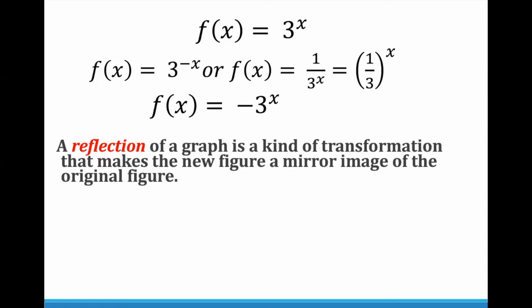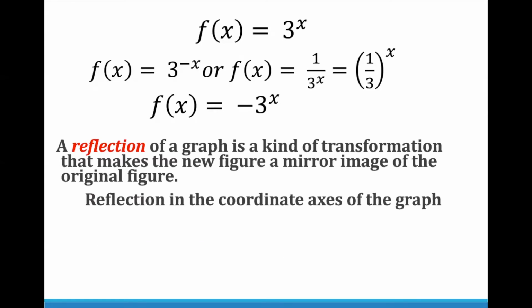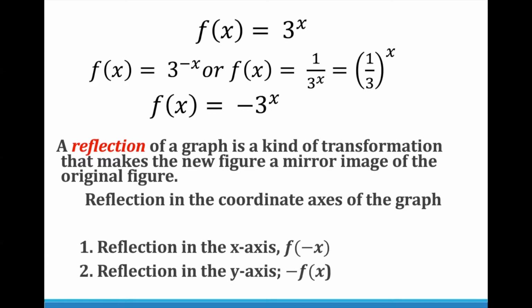As we recall the activity in our Desmos activity, if it is reflected over the x-axis, we have the function of negative x, and if it is reflected over the y-axis, it is the negative of f of x, or the negative of the function. So here, for 3 raised to x, its reflection over the x-axis is f of x equals 1 over 3 raised to x, which is the same as 3 raised to negative x. And the other one is its reflection over the y-axis, negative 3 raised to x.